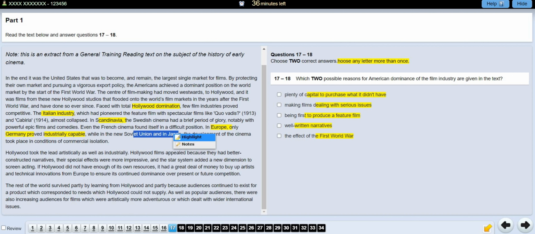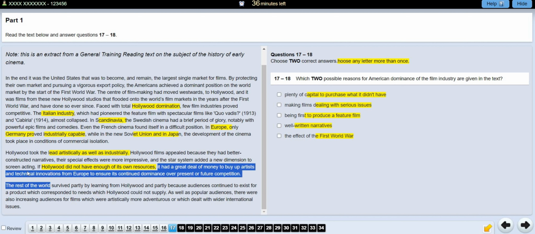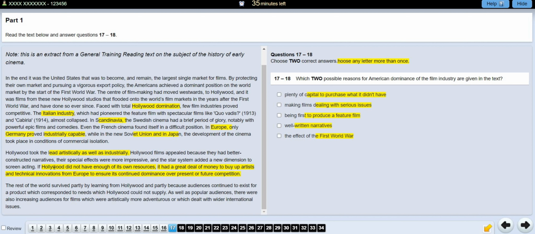While the Soviet Union and Japan developed cinema in their own conditions, Hollywood took the lead artistically as well as industrially. Hollywood film appealed because it had better constructed narratives. Their special effects were more impressive. The star system took on a new dimension. Hollywood did not have enough of its own resources, but it had a great deal of money to buy up artists and technical innovations from Europe to ensure it continued its dominance over future competition. So Hollywood didn't have its own resources, but they had money to buy from neighboring countries and pursue their dominance. Plenty of capital to purchase what it didn't have.